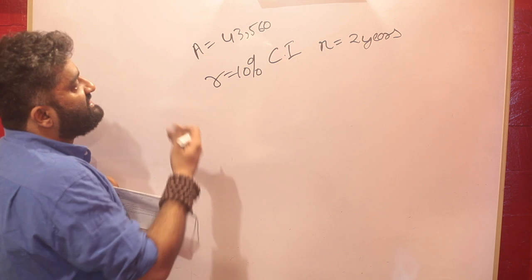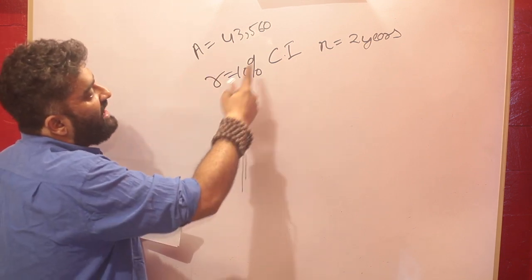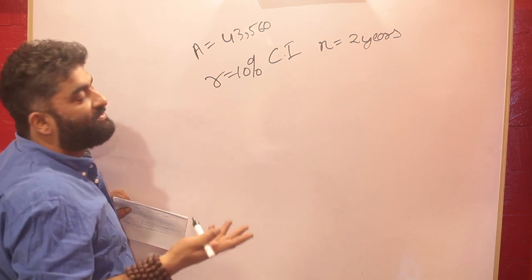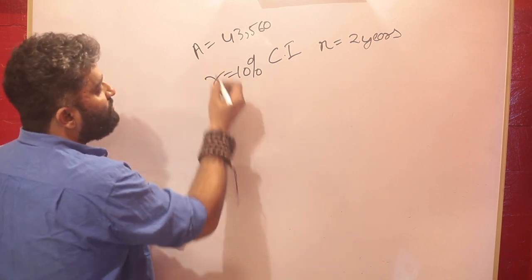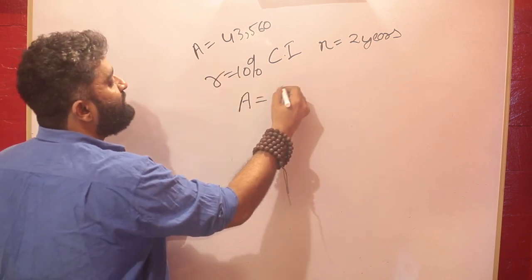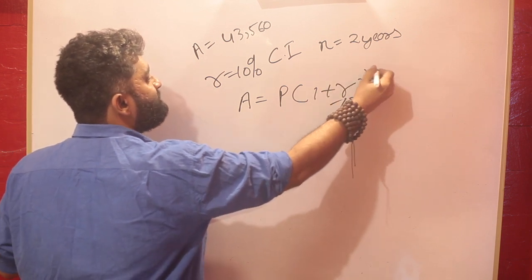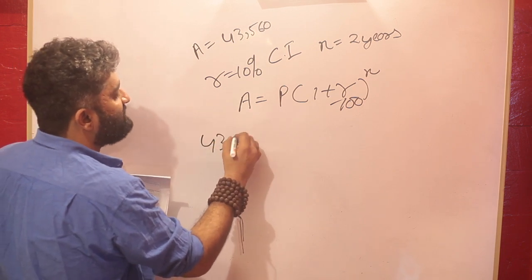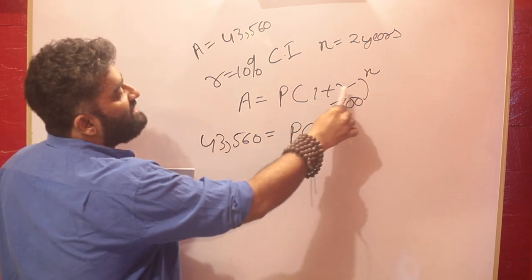In this example, the amount is given, the rate of interest is given, and the time period is given. So what is missing? We have to figure out the principal. So again, let's start with the formula. I know A is equal to P into 1 plus R by 100, raised to N. I know the amount, so plug that value here: 43,560 is equal to P into 1 plus R by 100.